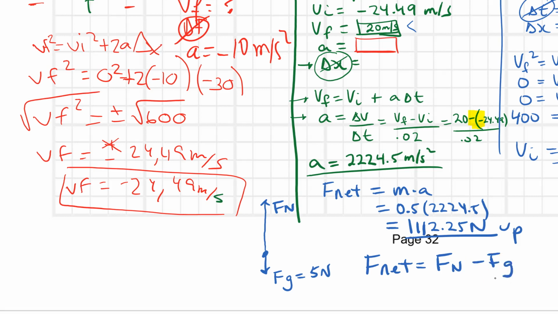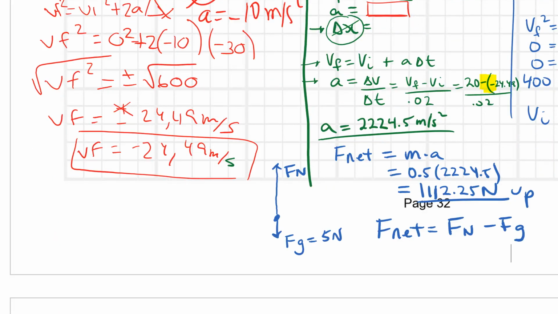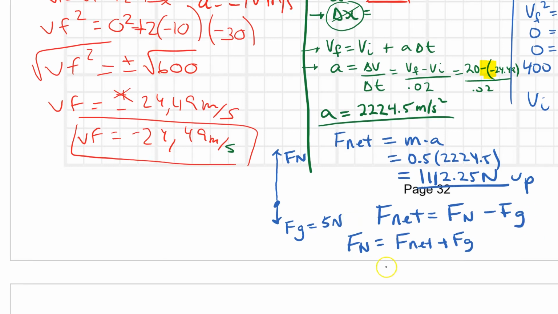So which force do we want to solve for? Going back and reading this one more time, the average force exerted on the ball by the ground. That is what normal force is. So this is what we want to find out. If I rearrange this to solve for normal force, Fn is going to be equal to F net plus Fg. In other words, the normal force has to be 1,102.25 newtons more than 5 newtons. So it's just another way of saying we're going to add these two together. So 1102.25 plus 5 is going to give us our answer of 1107.25 newtons.